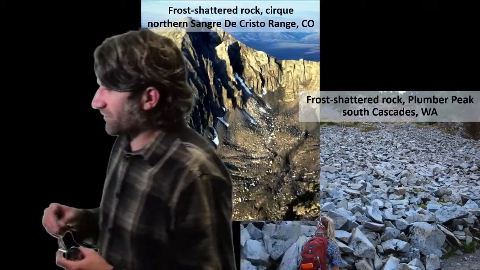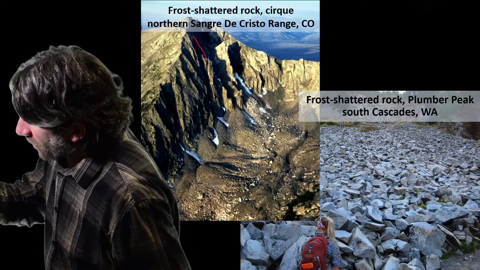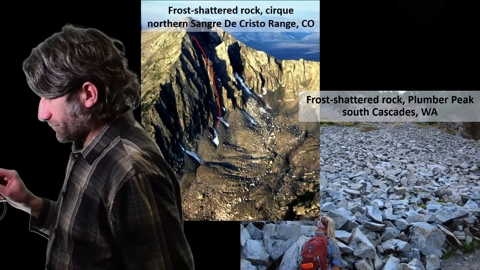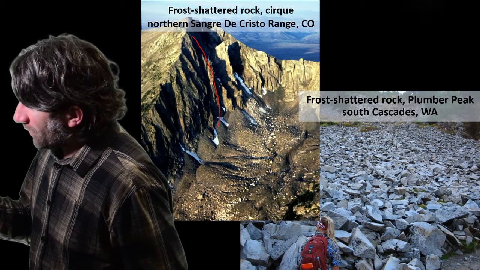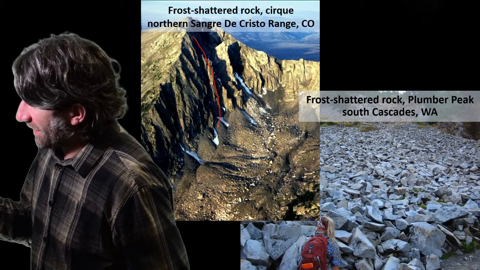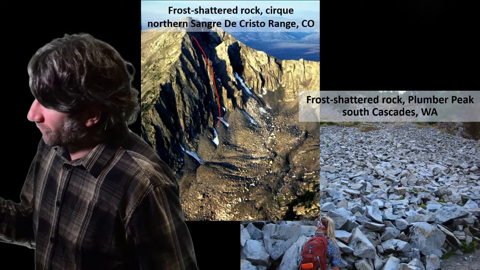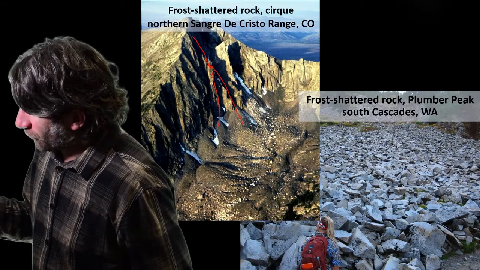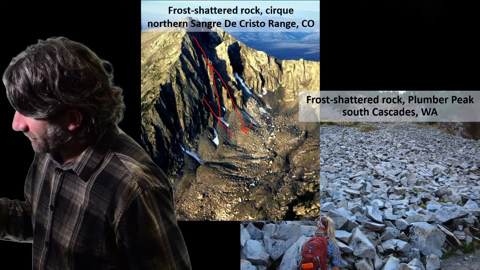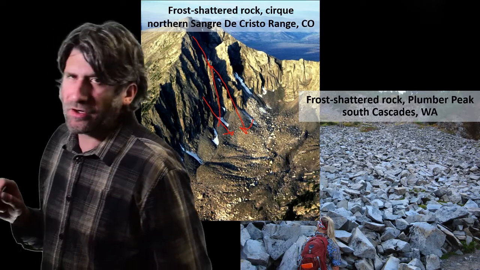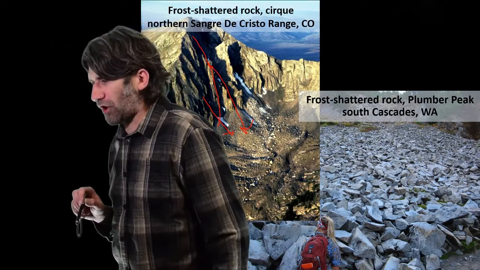So again, in this example here, imagine this big rock wall. In the Sangre de Cristo, we warm that up during the day, melt it, and then in the evening we cool it off, and then we fracture a bunch of rock, and it falls down here, and we end up with steep debris cones at the base of these rock slopes.